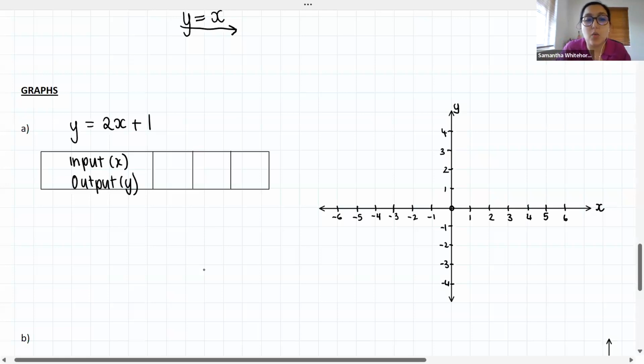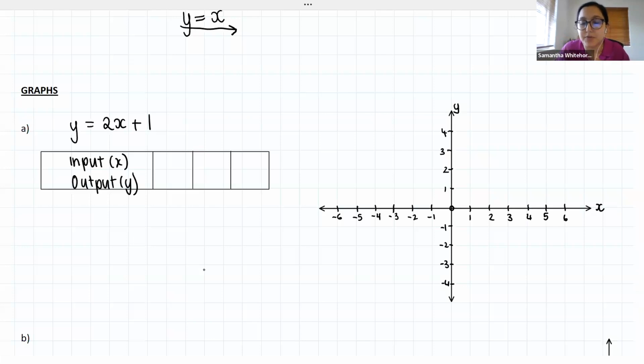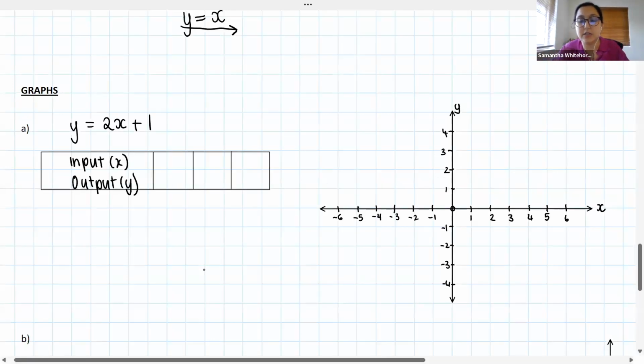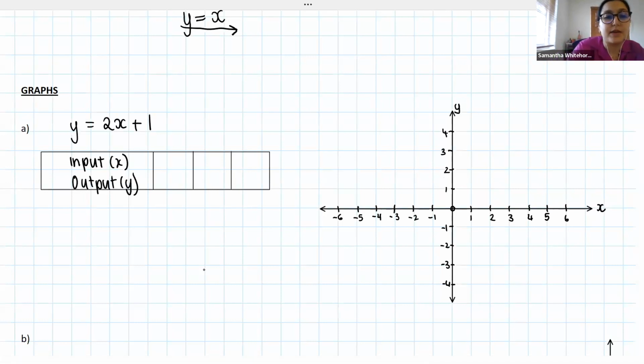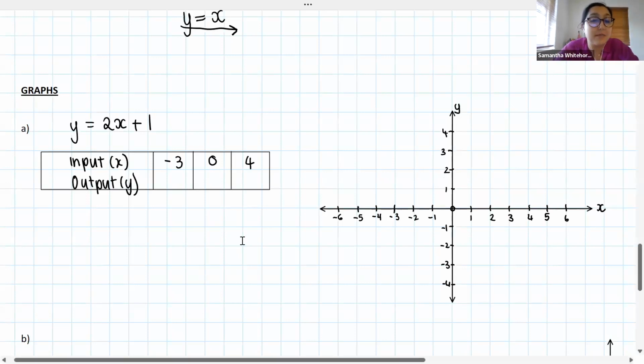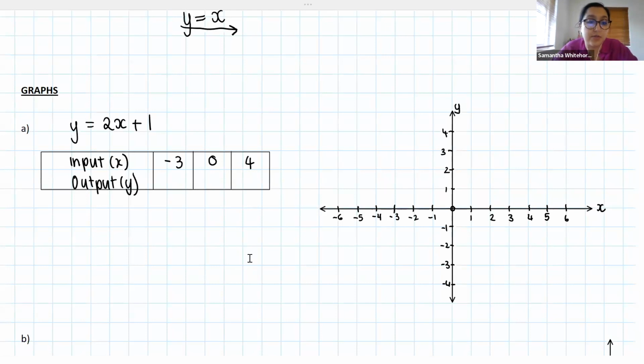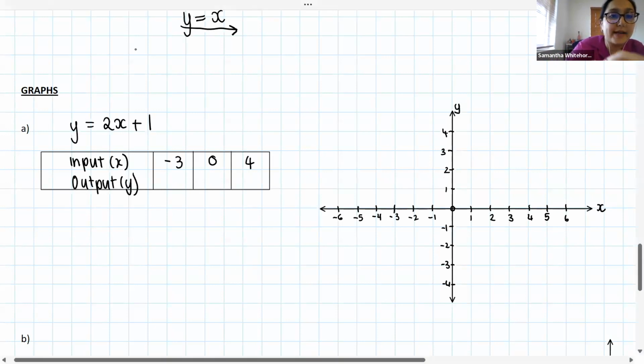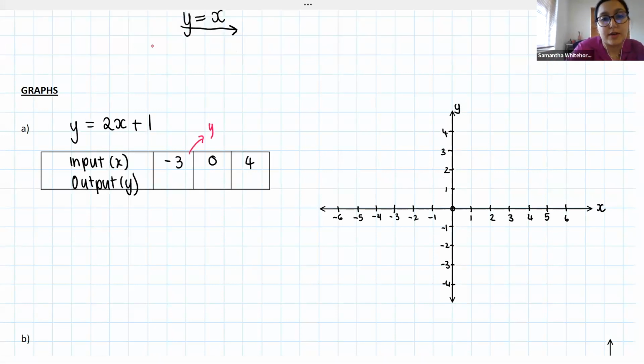What we need to do is pick some input values. My advice to you is pick a negative x value, pick 0, and pick a positive x value, just because then you're going from negative all the way to positive and you're getting a range of values. My advice would always be pick something like -3, 0, and let's go 4. So a negative, 0, and positive. It doesn't matter what input values you work with, because you are going to correctly apply your rule in order to get your output values.